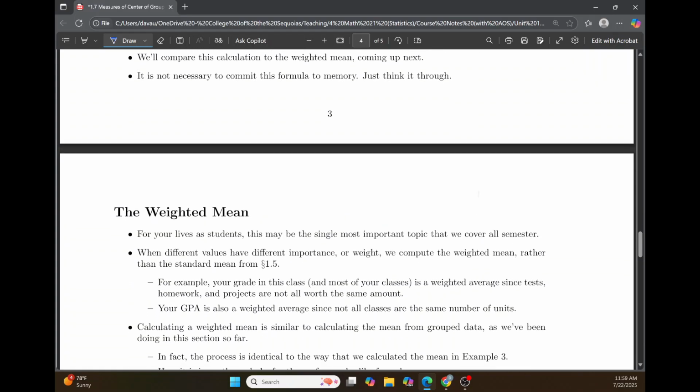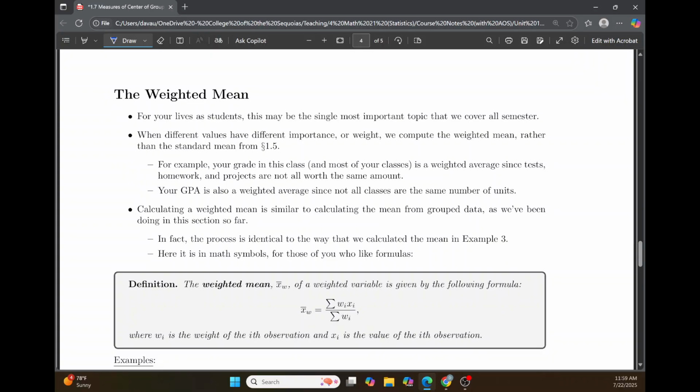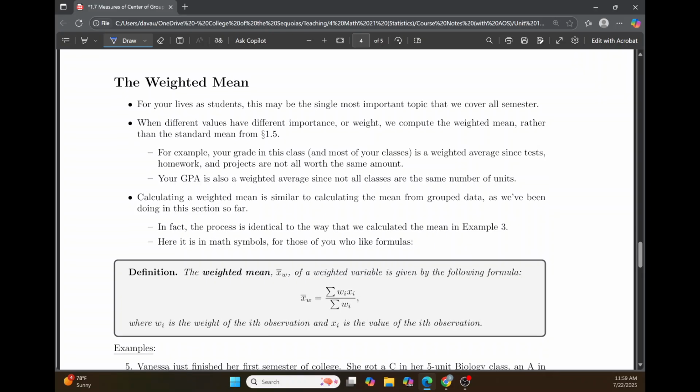As I kind of led with at the beginning of the lecture, for your lives as students, the weighted mean might be the most important topic we cover all semester. It's not necessarily the most important topic after you graduate, but at least while you're a student, you'll be dealing with weighted means quite a bit, because for most of the classes that you take, your grade in the class is going to be a weighted average. Because tests are not worth the same amount as homework. Tests contribute more towards your grade than the homework does. So, in order to figure out what your grade in a class is, you have to perform a weighted mean.